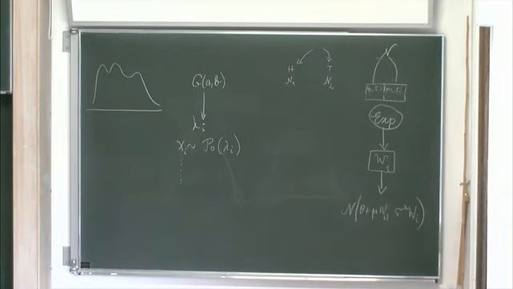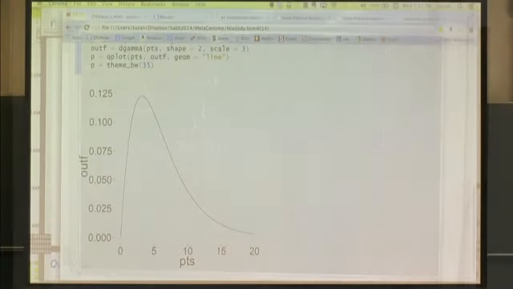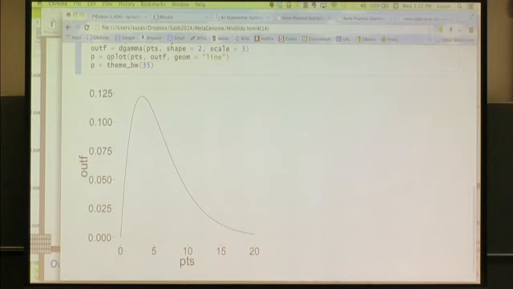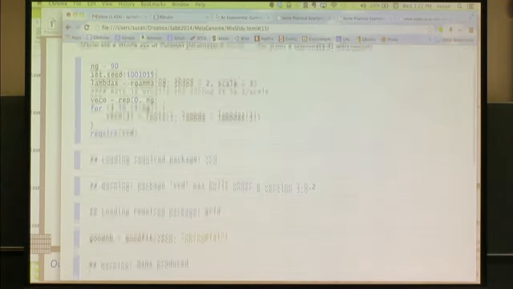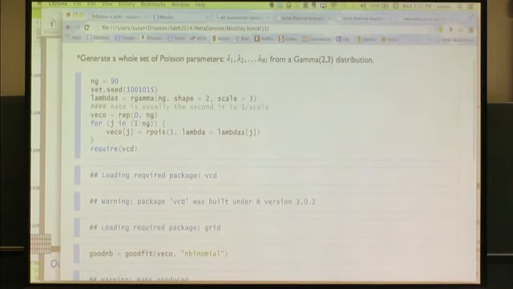All right. So this is what it looks like, the gamma distribution that we used here with a shape parameter of 2 and a scale of 3. And so we're going to combine that. Suppose I wanted to generate 90 different Poissons. I'm going to generate my 90 parameters from this gamma distribution. So I just do it there.